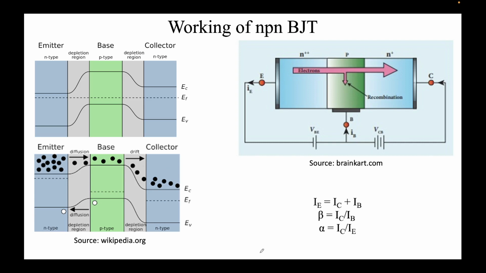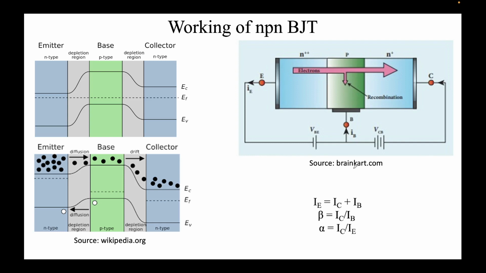Mathematically, the first expression is nothing but Kirchhoff's current law, IE equal to IC plus IB. Beta is the current gain, which is collector current over base current. Alpha is the collector current over the emitter current, and alpha is usually very close to unity.